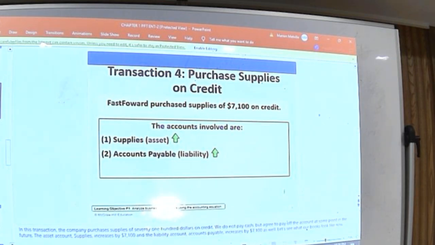I'm going to buy some more supplies. I'm going to increase that supplies asset account, but we don't have 7,100. So we're going to set up something called an account payable, something that we owe, an obligation. This is a short-term obligation. An account payable has to be paid off in a reasonably short period of time. The asset goes up, supplies, and the liability, which is on the right-hand side of the accounting equation, by the way, goes up as well. Accounting equation still in balance.